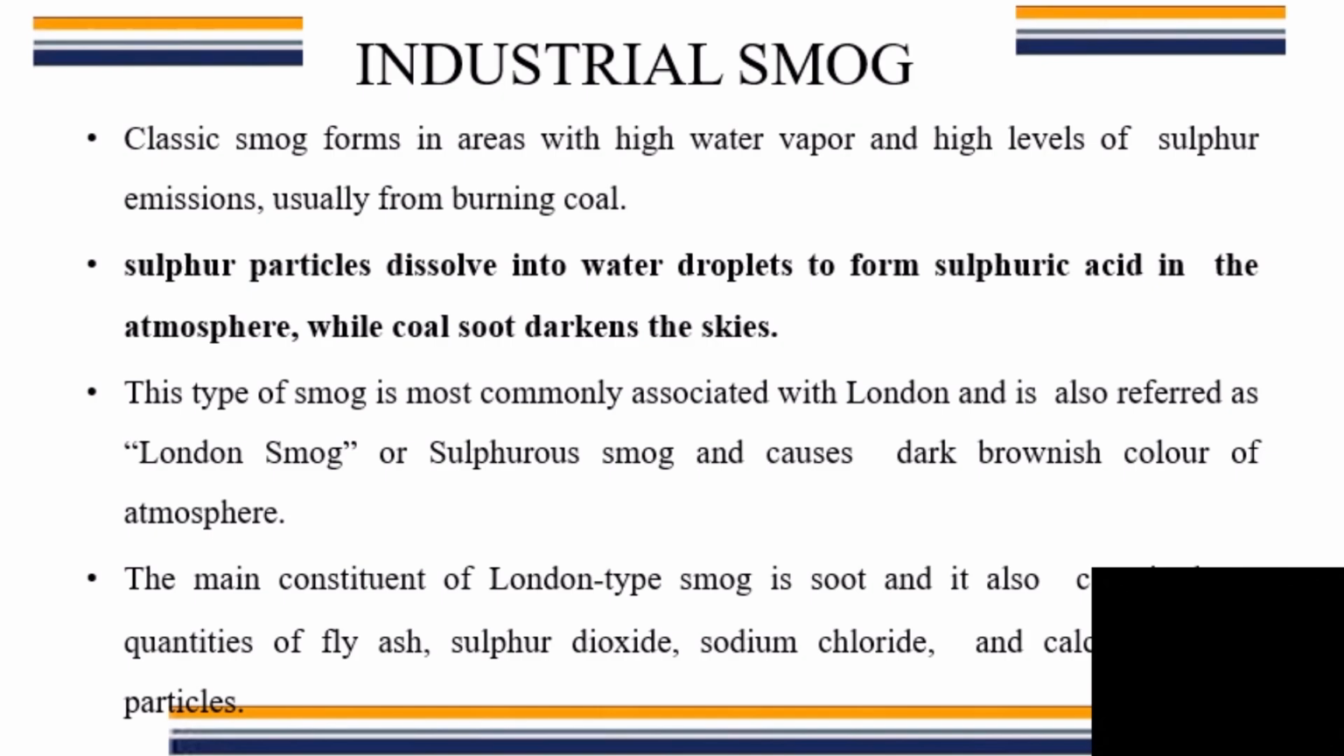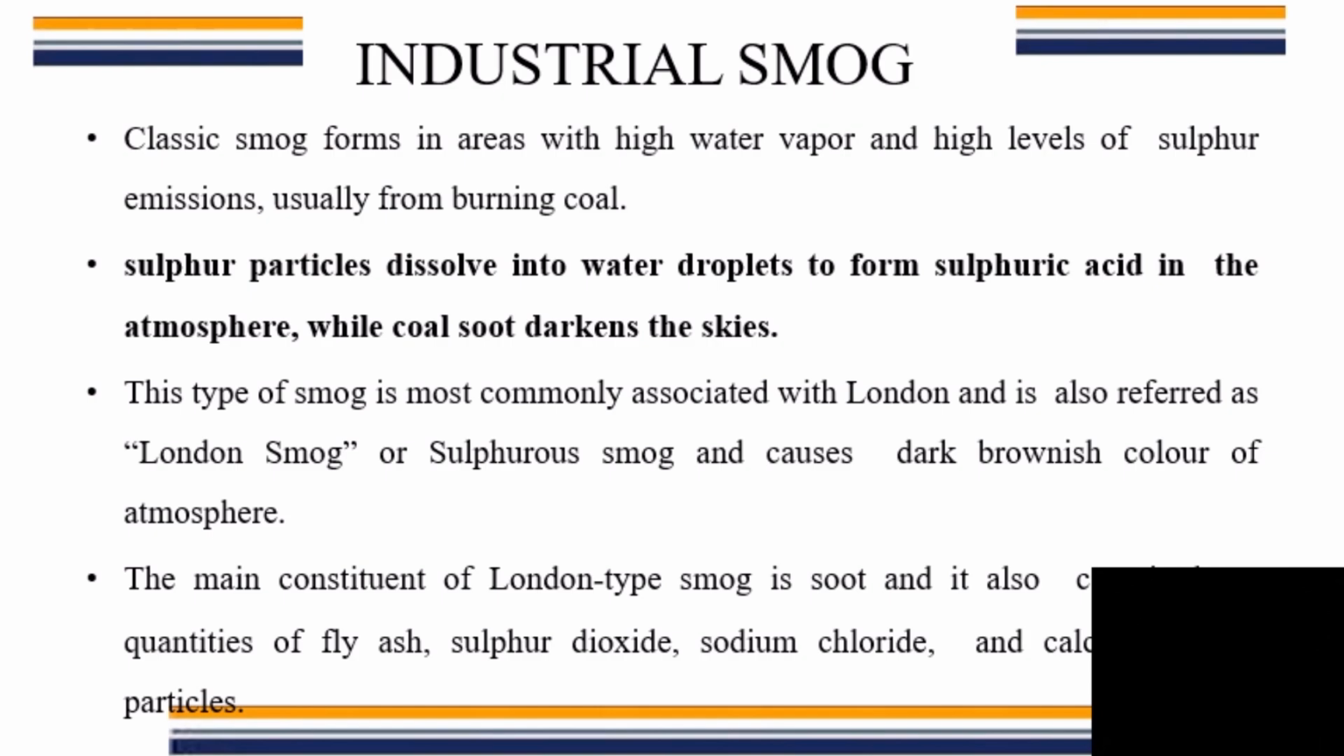Now let us look in more detail at industrial smog. So, what is the other name of industrial smog? Classic smog, right? Classic smog. So, this is basically when you have high water vapor and high levels of sulfur emissions. And why do you have sulfur emissions? Because of burning of fossil fuels or burning of coal and related things.